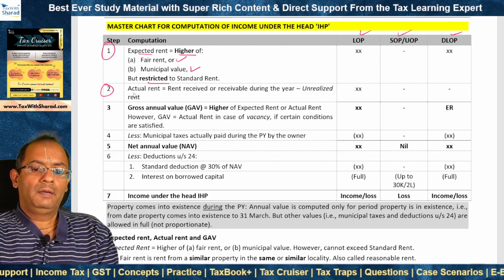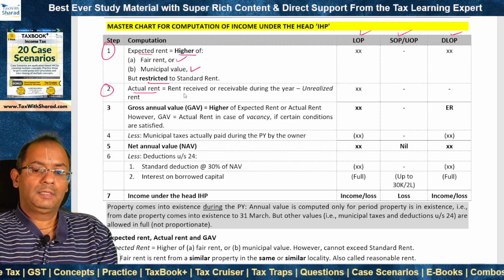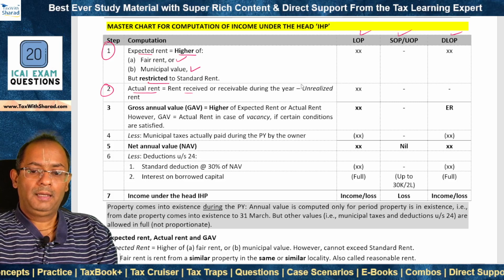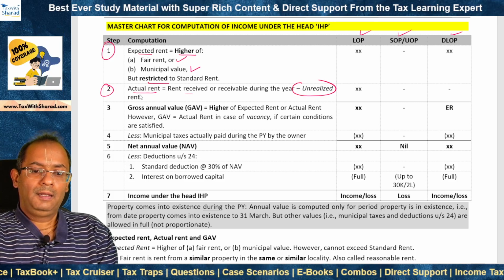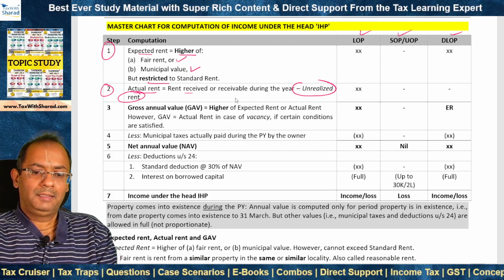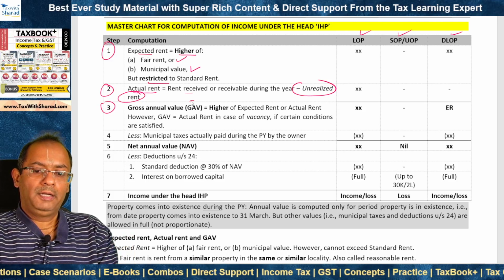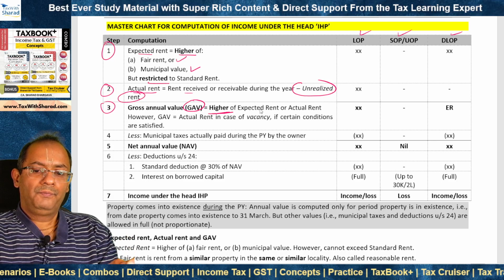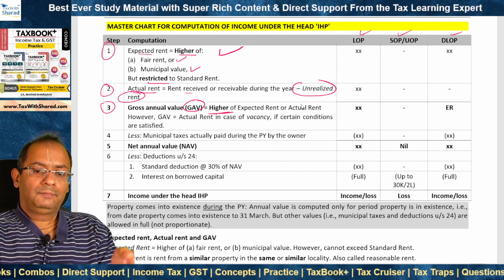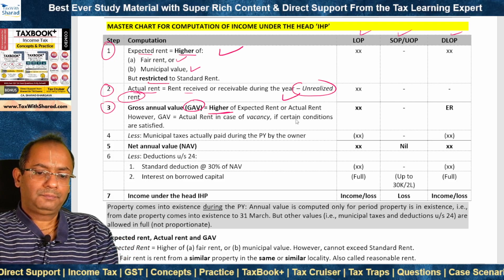In step 2, we compute the actual rent. This is the rent received or receivable during the year minus unrealized rent. In step 3, gross annual value, GAV, is computed. It is the higher of expected rent or actual rent.